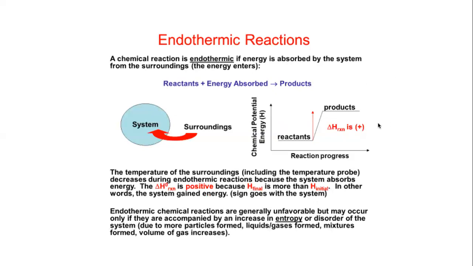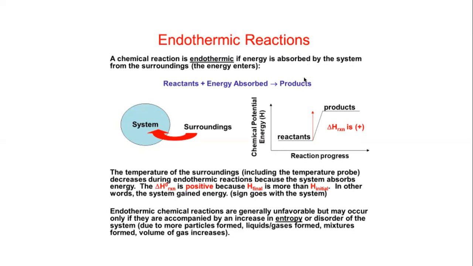Another type of reaction is an endothermic reaction. A chemical reaction is endothermic if energy is absorbed by the system from the surroundings. So this is the reverse. This means that instead of the system giving energy to the surroundings, the surroundings are going to give energy into the system. And the chemical reaction for an endothermic reaction shows reactants plus energy on the left side, and then products on the right.